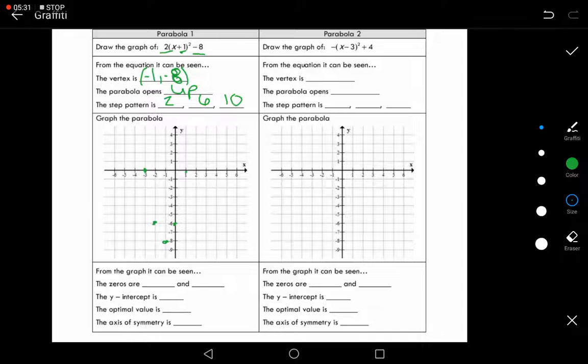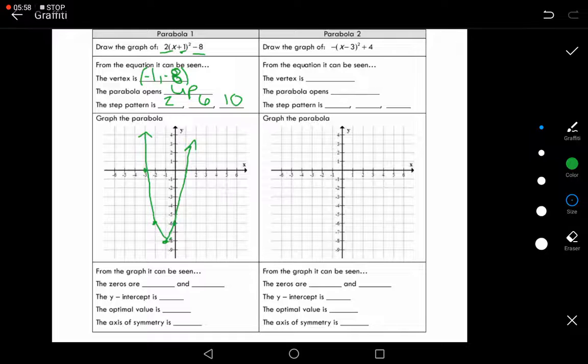So all I need to do to finish graphing is connect these dots in a parabola shape, which will look something like that. Okay, so you can see we have that nice U shape there. We can also see, yep, it's opening up, so that's good. We must have graphed it right, and we must have plotted that vertex right because it is at -1, -8.